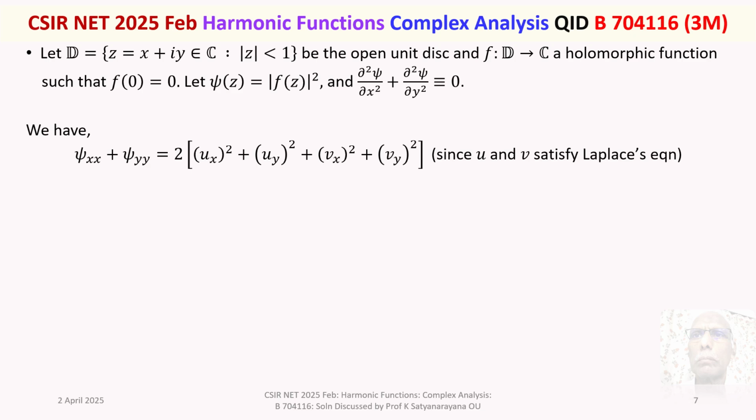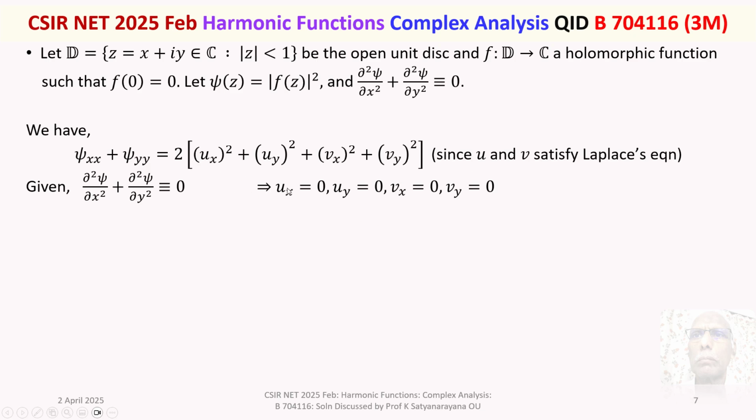Right. That's what we have got. Now, it is given ∂²ψ/∂x² + ∂²ψ/∂y² is identically equal to 0. That means ux² + uy² + vx² + vy² is identically equal to 0. Sums of squares is identically equal to 0 means each must be equal to 0.